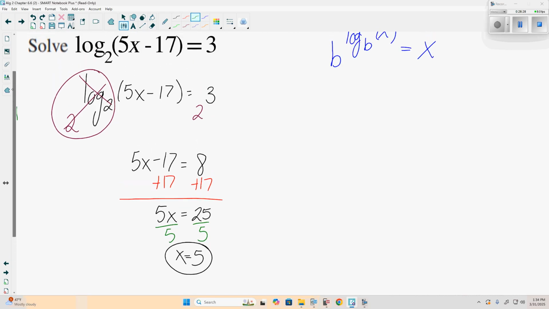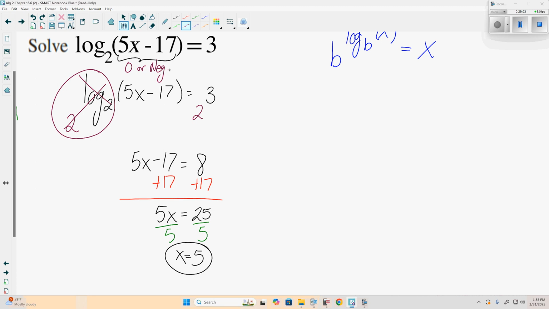So x is 5. Questions on this here? Now, logarithms we do have to be careful with, because we cannot have a value of x make any of the expressions in the logarithm, so here 5x minus 17, be 0 or negative. Because if a value of x makes that 0 or negative, it is an extraneous solution, it doesn't work.